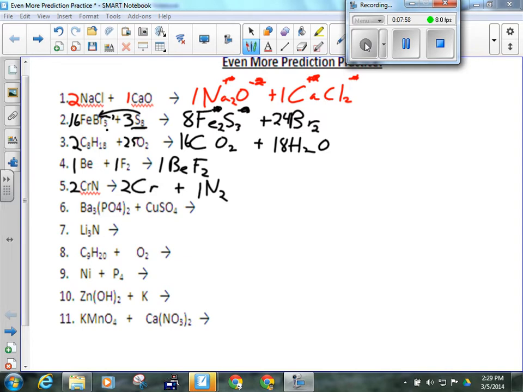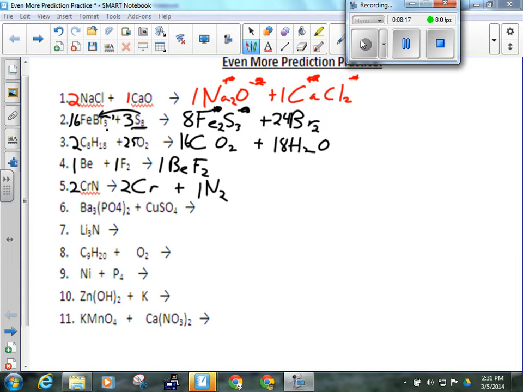All right, try 6 and 7. I'll give you a couple minutes on those. Let's have a look at number 6 here. In number 6, are these all ionic compounds? Yes, they are. If they have a polyatomic ion in them, they're an ionic compound, right?